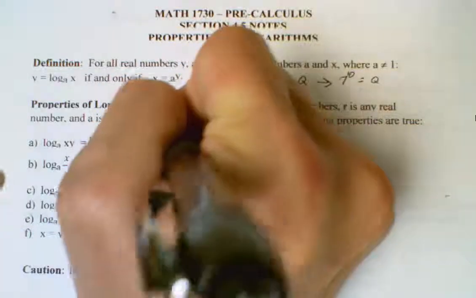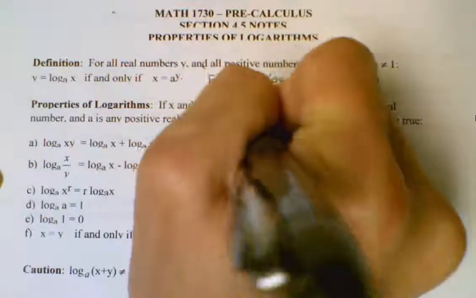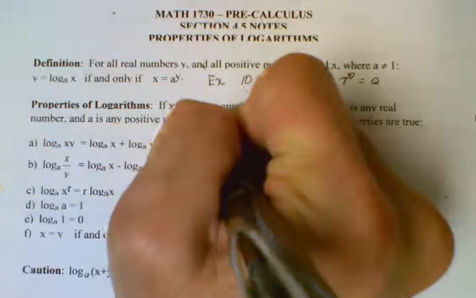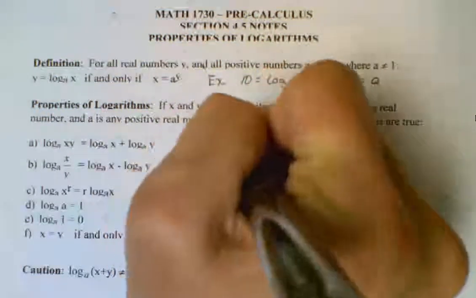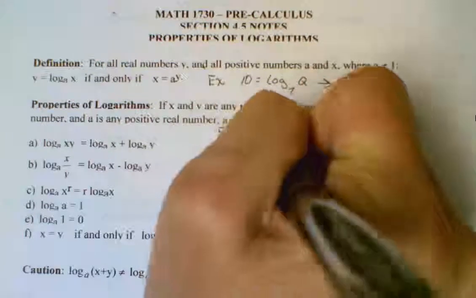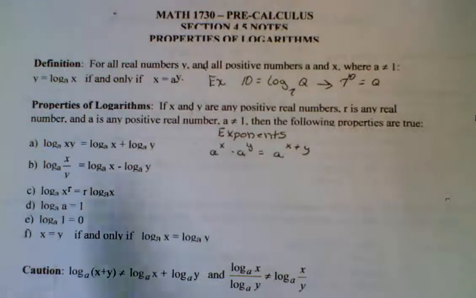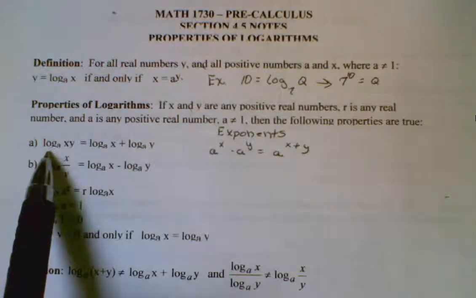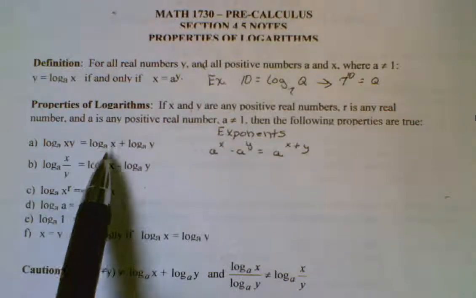That's based on the product rule for exponents, which says if you multiply two expressions with the same base, you add their exponents. And that's what logarithms are, exponents. So if you're multiplying, if you're taking the log of a product, you can use the product rule to separate that into the sum of two logs.